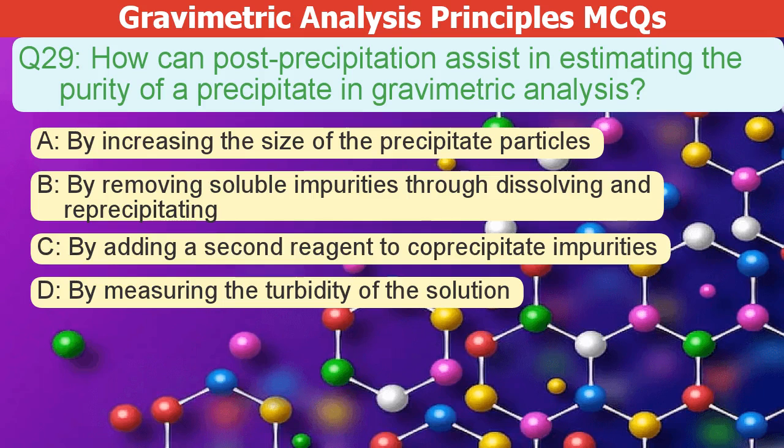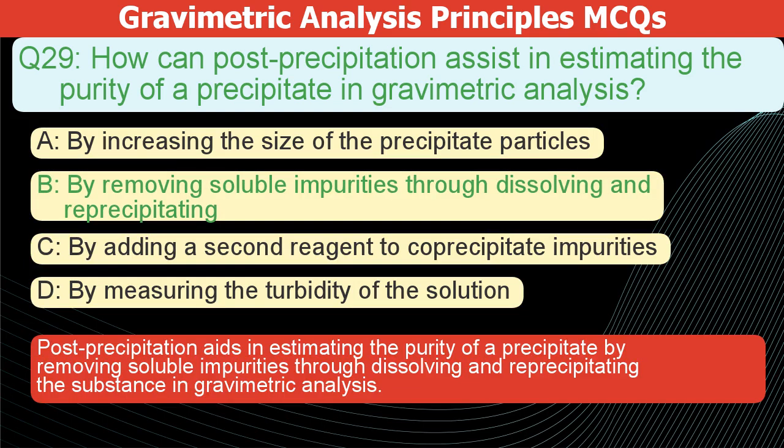How can post-precipitation assist in estimating the purity of a precipitate in gravimetric analysis? A. By increasing the size of the precipitate particles. B. By removing soluble impurities through dissolving and reprecipitating. C. By adding a second reagent to co-precipitate impurities. D. By measuring the turbidity of the solution. The correct answer is B. Post-precipitation aids in estimating the purity of a precipitate by removing soluble impurities through dissolving and reprecipitating the substance in gravimetric analysis.